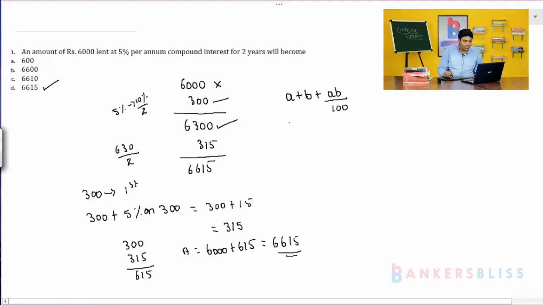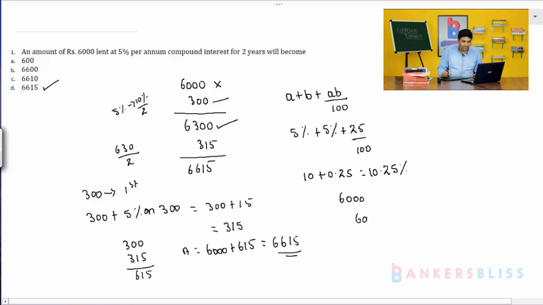So A represents 5%, B represents 5%, and AB is 5 5s are 25, so AB represents 25 by 100. So 5% plus 5% is 10%, plus 25 by 100, 0.25. Altogether you have to calculate 10.25% on the principal amount. So 10.25% you have to calculate. 10% you can easily calculate on 6,000.